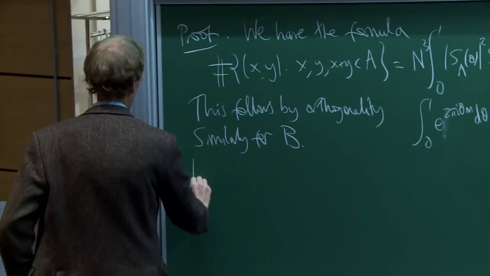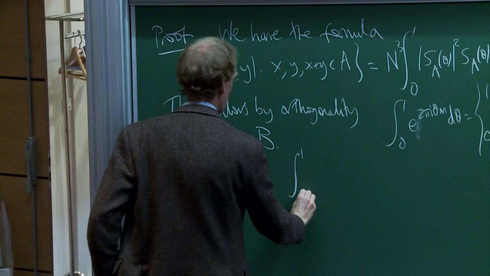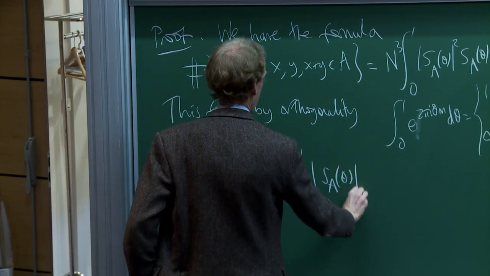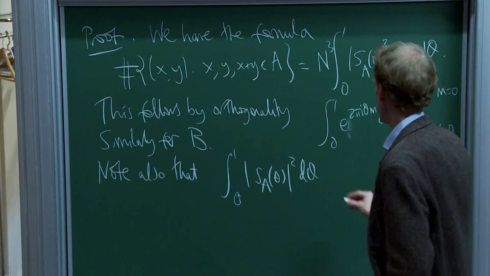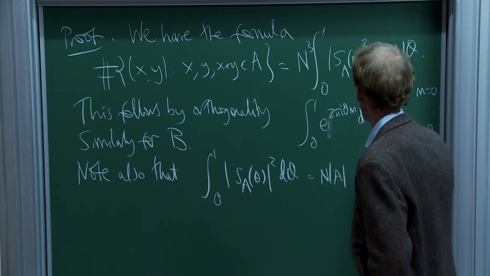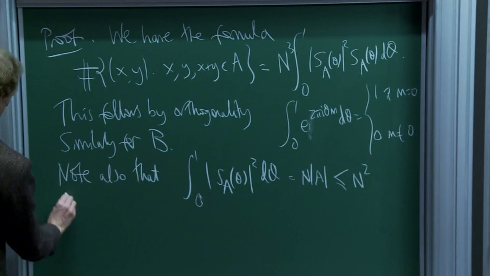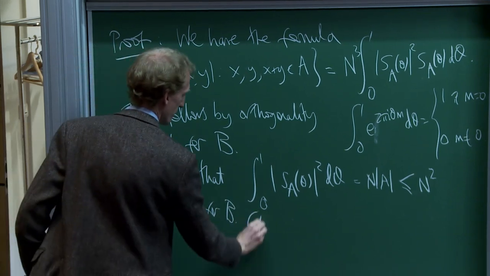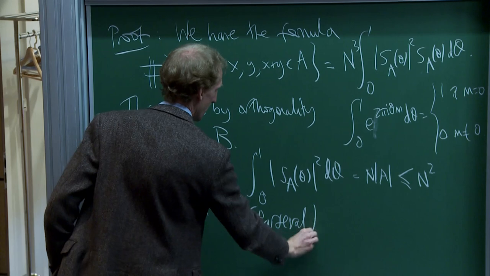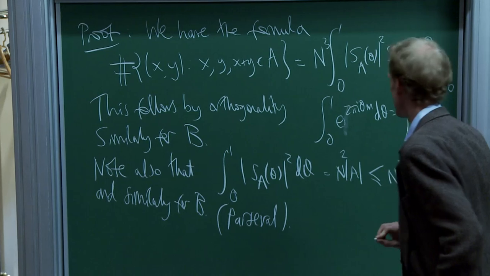And then we also note that the integral, the L2 mean of this exponential sum, again by the orthogonality relations, is just n times the size of A, which is less than or equal to n squared. And again, similarly for B. So this is just the Parseval identity. I missed a factor, cubed.